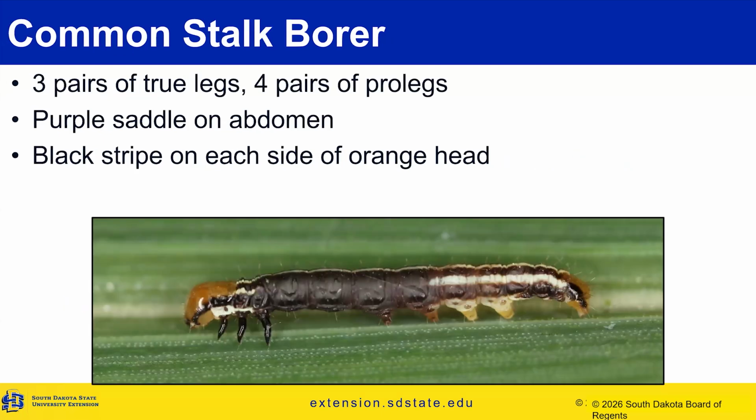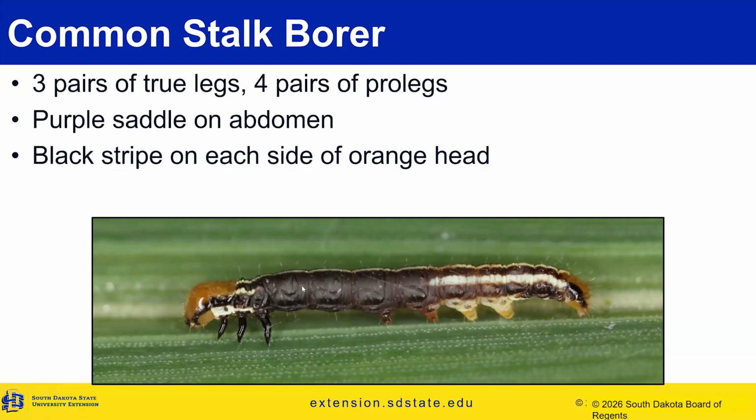We have just a few minutes left, so we're going to go through some less important corn insect pests. They can still be a headache. The first is the common stalk borer. We typically do not see these caterpillars, and a lot of times in the season we won't even know these are out in the field. But the common stalk borer caterpillar is pretty unique in appearance. It has an orange head. We call this the purple saddle.